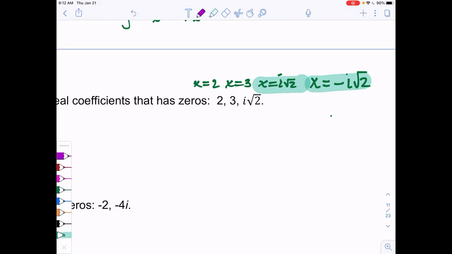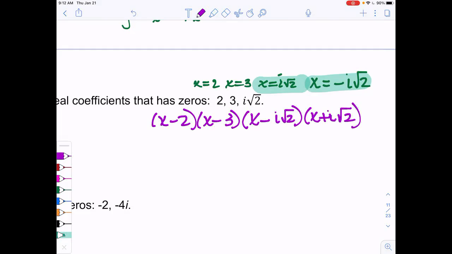And then if we write these as factors, the first one is really x minus 2. And then the second one is x minus 3. Those would be our real zeros. The imaginary zeros would be x minus i root 2 and x plus i root 2. So there's a lot of FOILing going on in this problem. Gianna, if we take the real ones and FOIL those together, x minus 2 times x minus 3, what do you get when you FOIL them together?